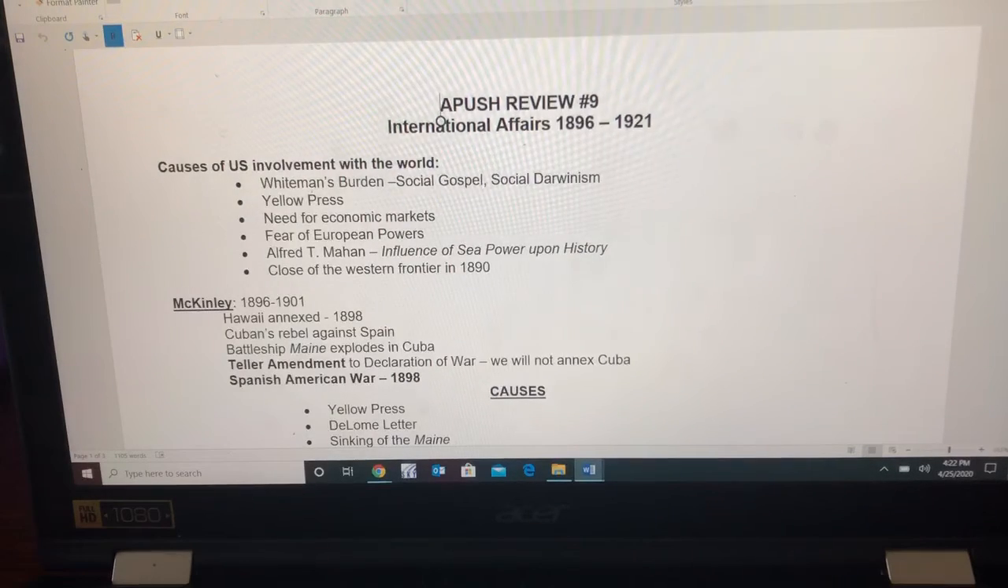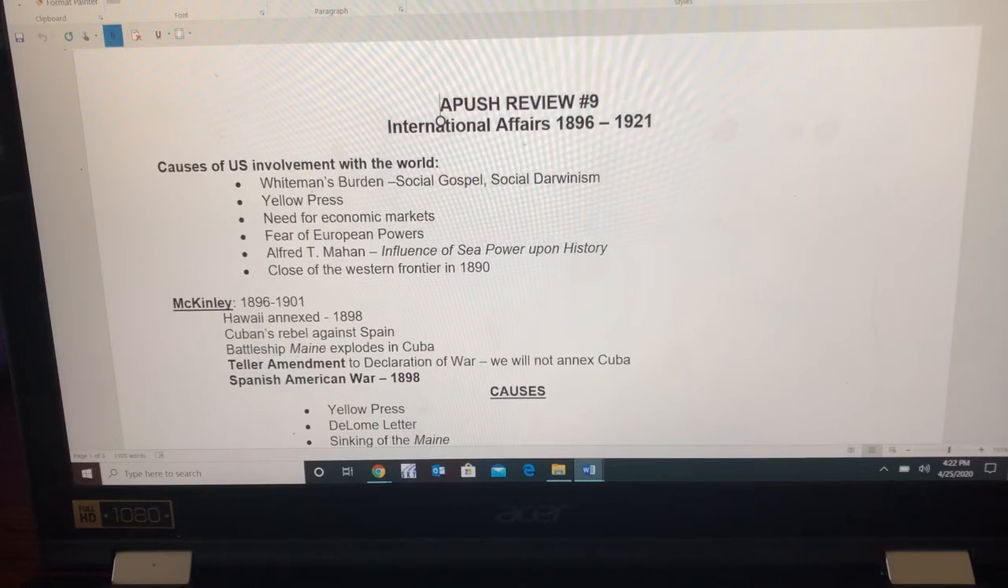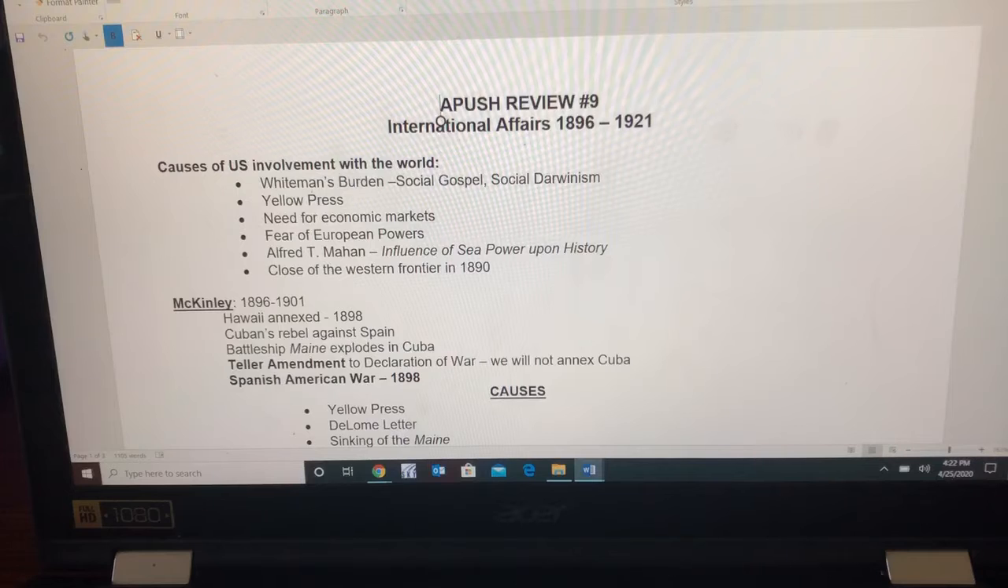One of them that we've discussed last year in world history was the White Man's Burden, that it was the duty of the white man to spread civilization, to spread Christianity, this whole idea of social Darwinism, that they were the fittest of the races and that their culture should be spread around the world.